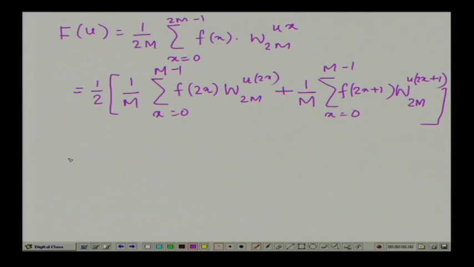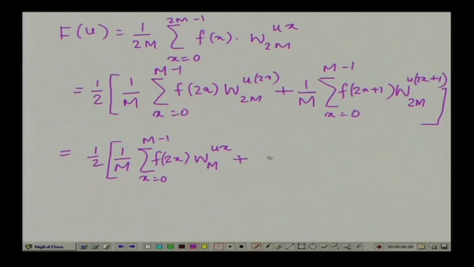And if I further simplify this particular expression, it can now be written in the form half into [1 upon capital M summation f(2x) into W_M to the power ux, where x varies from 0 to capital M minus 1], plus [1 upon capital M summation f(2x+1) W_M to the power ux] into W_2M to the power u. So, after some simplification, the same expression can be written in this particular form.